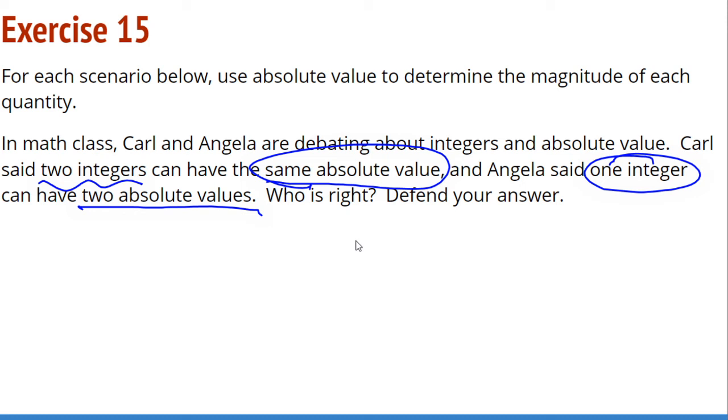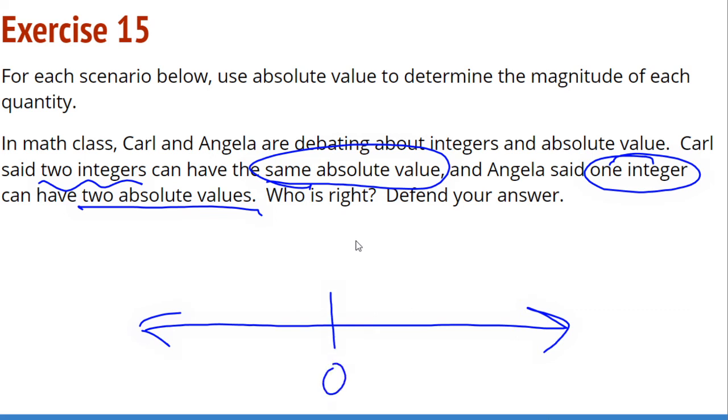I'm not certain that it's possible for 1 integer to have 2 absolute values. If I am looking, for example, at the number 3, the distance from 0 to 3 is 3. That's all it is. It only has 1 absolute value. It isn't possible for it to have 2 absolute values.